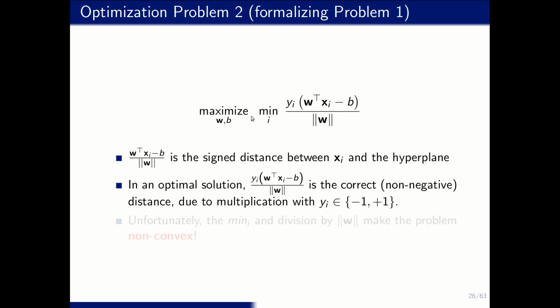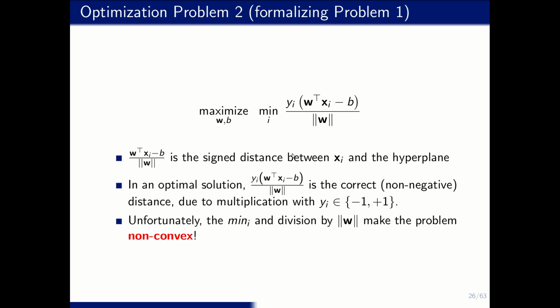Maximize the minimum distance to any training point. So this is the max margin formulation. This is equivalent to problem 1, and now we formalize this mathematically. This is a valid optimization problem, and we could, for example, use gradient descent and try to solve this.